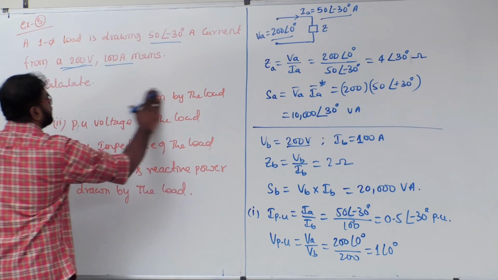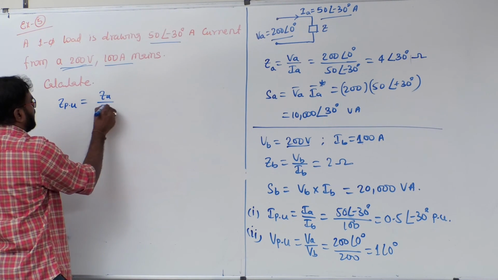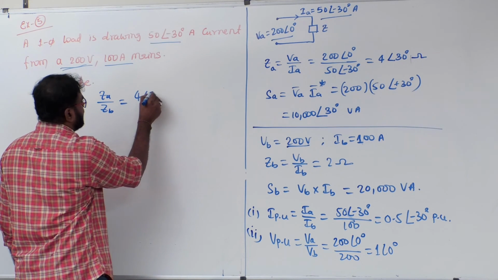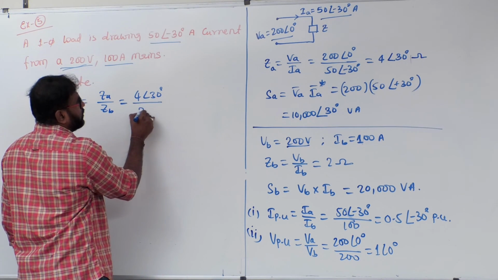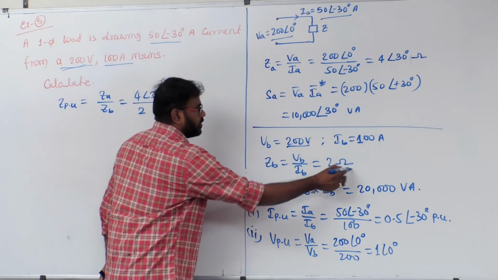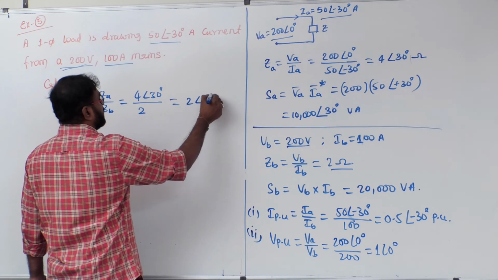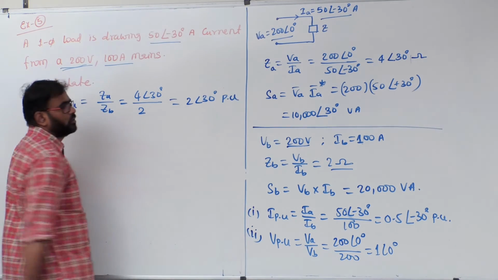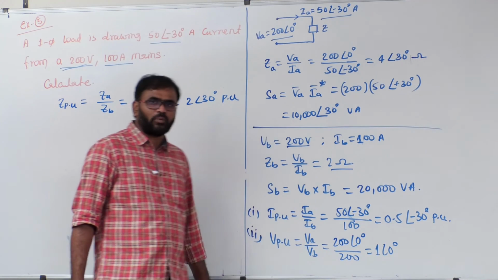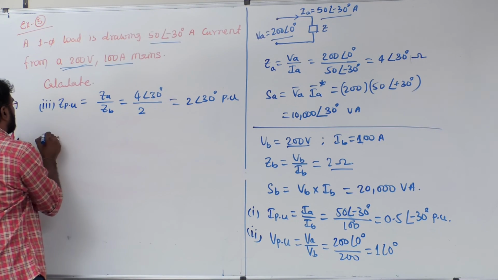Okay, let's have a look. Z per unit is Z actual by Z base. What is Z actual? 4 at an angle 30 degrees. What is Z base? 2 ohms. So 4 by 2, 2 at an angle 30 degrees per unit. I think if you solve from V per unit by I per unit, you will get the same answer. Okay, that is the third question. Now the fourth question.